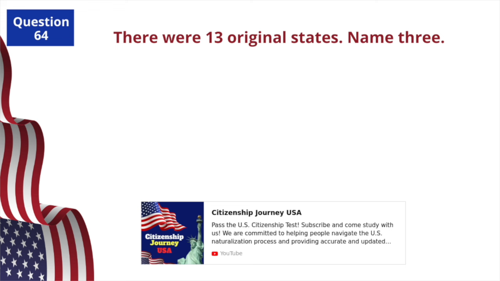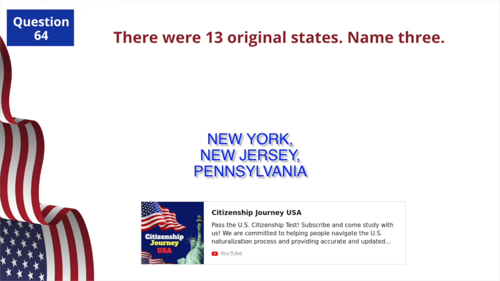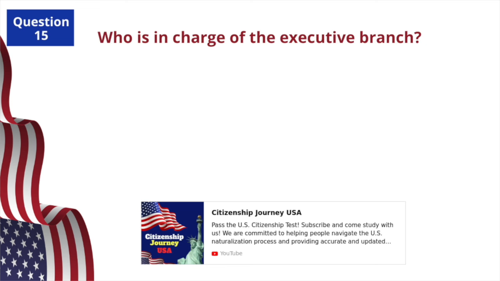There were 13 original states. Name 3. New York, New Jersey, and Pennsylvania. Who is in charge of the executive branch? The president.